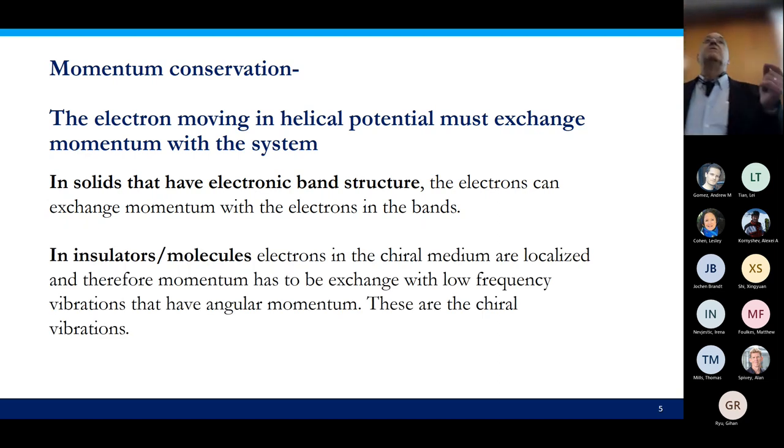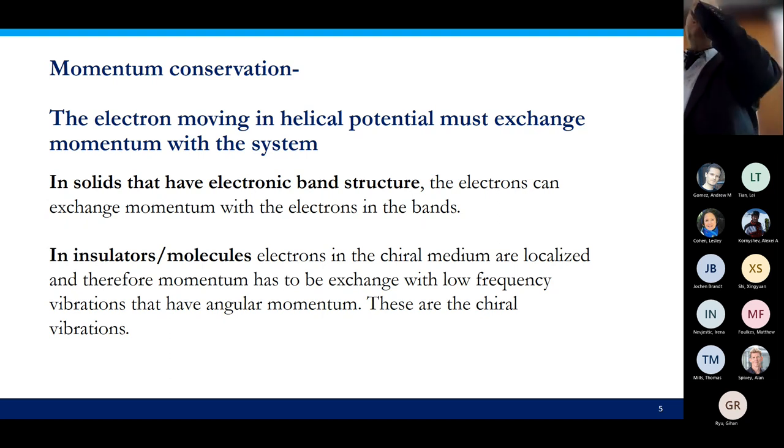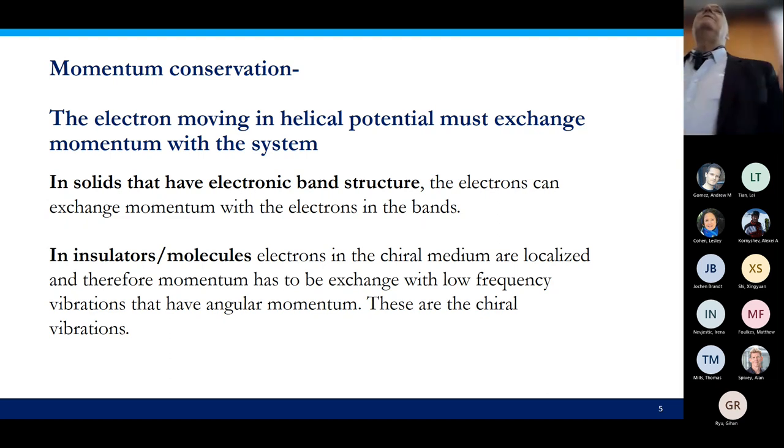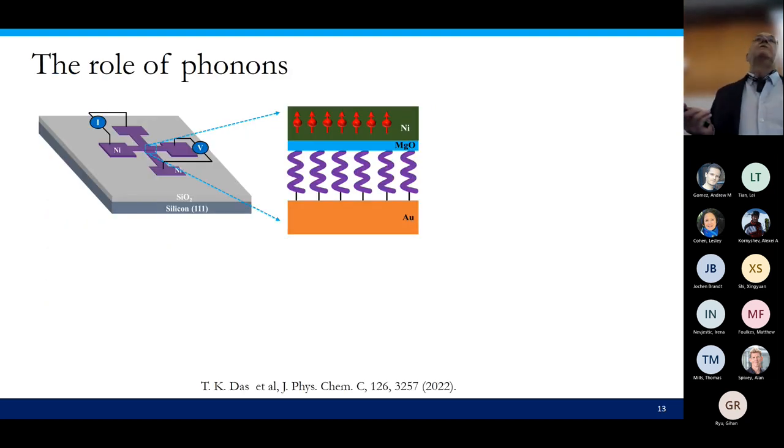But in molecules or insulators, the situation is much more complex because now the electrons are localized. If the electrons are localized, changing the momentum of an electron requires a lot of energy. So the electron cannot transfer, let's say, 20 milli electron volt, 100 milli electron volt, even 1 electron volt, to other electrons because these electrons have no states there. So the only thing that the electron can do in such a case is transfer momentum to low frequency vibrations. That's something that, again, both chemists and physicists are not used to thinking about. So now I'm going to describe to you how we prove it.